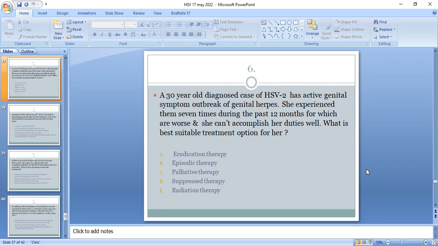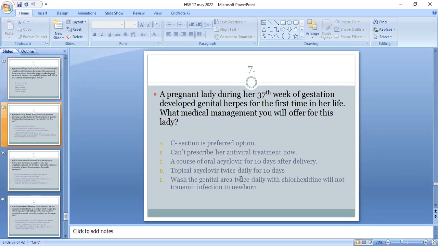Beta. Episodic therapy. Delta is the correct option, suppressive therapy. If the person has more than 6 episodes in a year, or the symptoms are worse or distressing to him, then suppressive therapy, that is for a long time, is advised. So Delta is the correct answer.